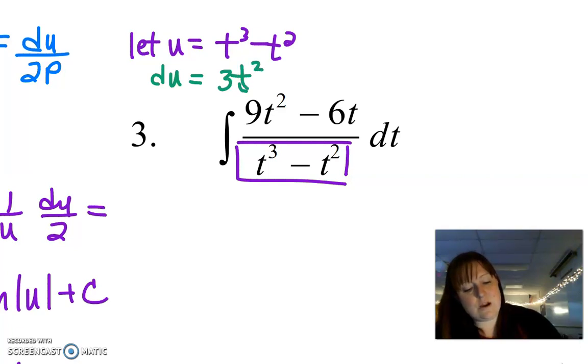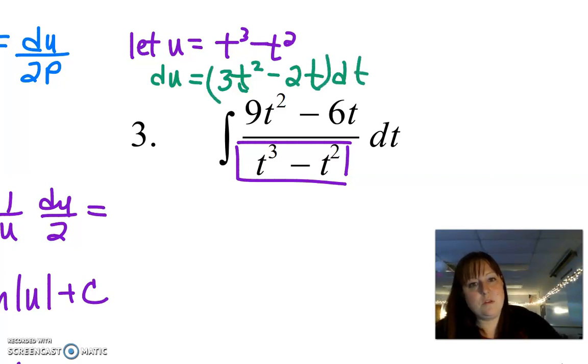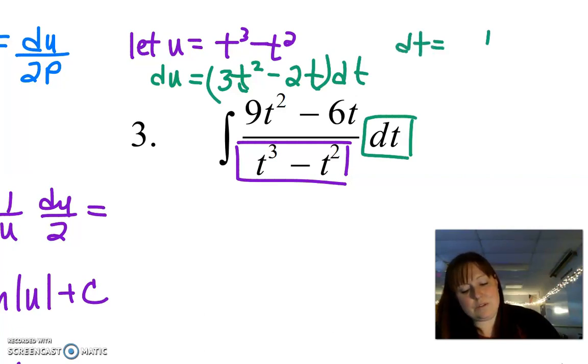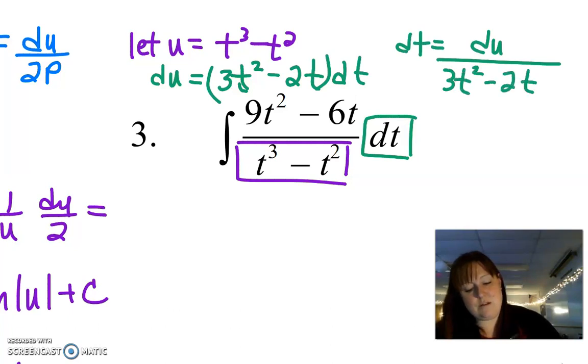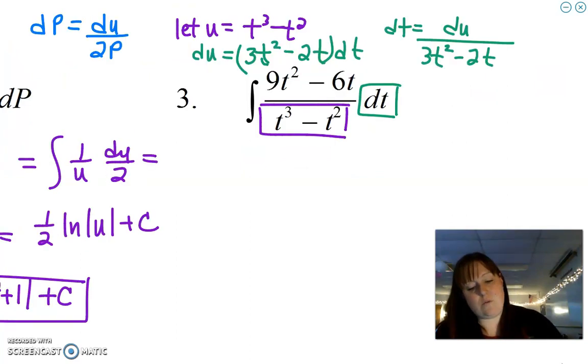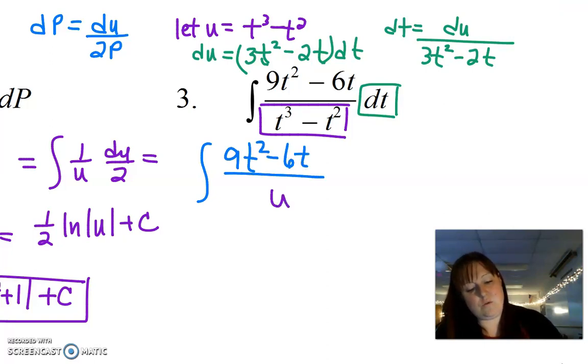Therefore, du equals 3t squared minus 2t dt. Let's see if it's going to work. Okay, and then dt equals du over 3t squared minus 2t. Okay, so everywhere there's a dt, I'm going to put that. Everywhere there's a t cubed minus t squared, I'm going to put the u. So I've got now the integral of 9t squared minus 6t over u du over 3t squared minus 2t. And I'm like, what? But that doesn't quite work.